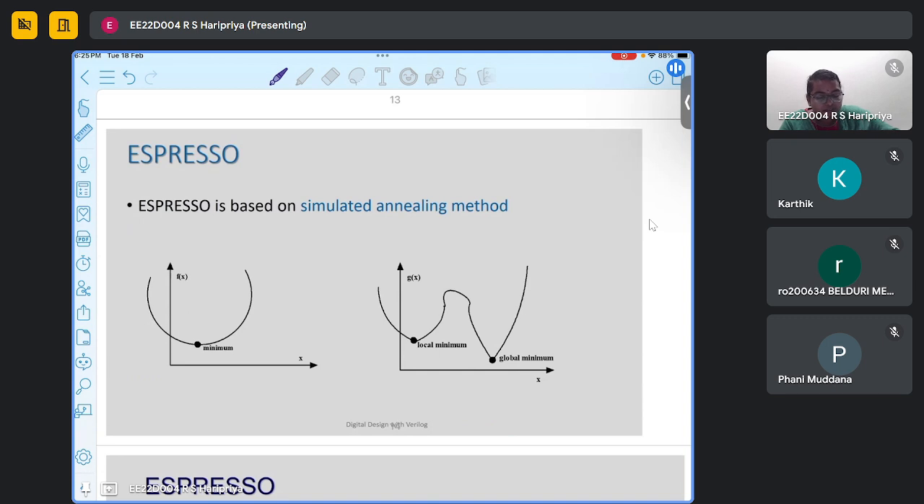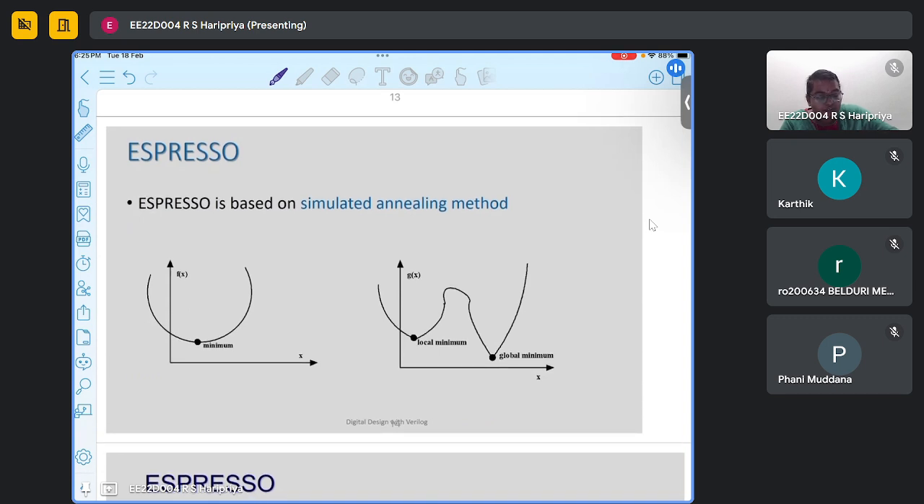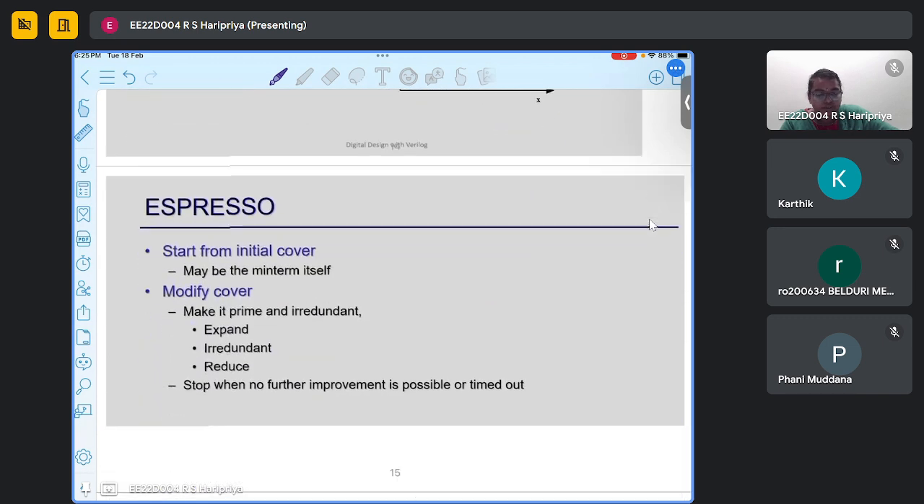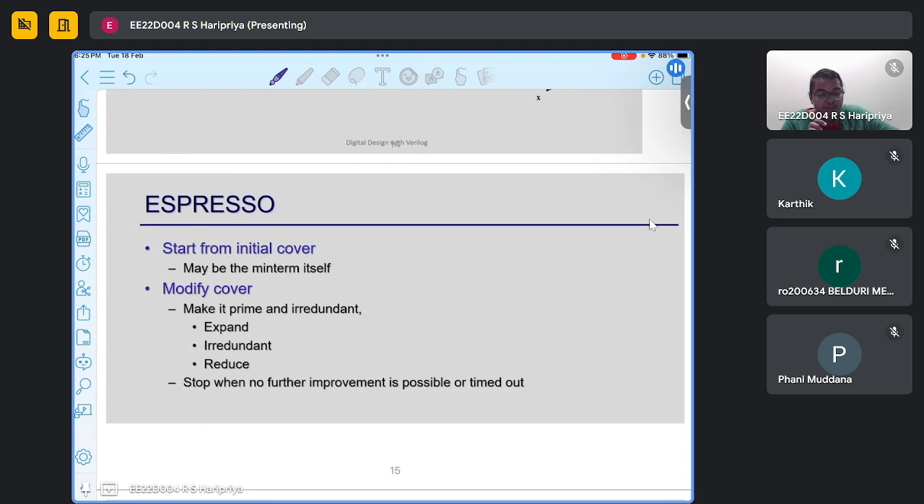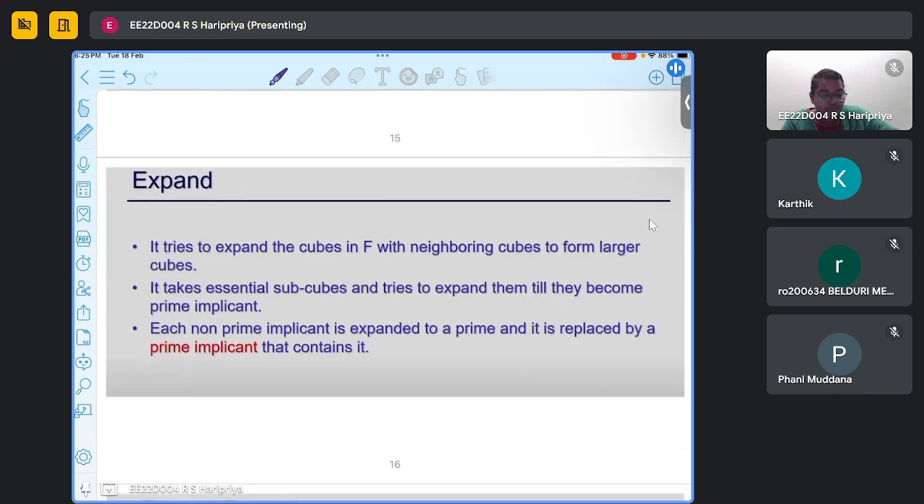Okay, so in this method, if we start from here, we find some minima, and we say this is a minimum solution. If we want, we stop and restart from some other point and reach another one. It may be a global minima, or if we had started from here, again a local minima. So what is the procedure? We start with the minterm and we try to expand it. If we find any irredundant terms, we reduce it, expand it. We will see this with the example.